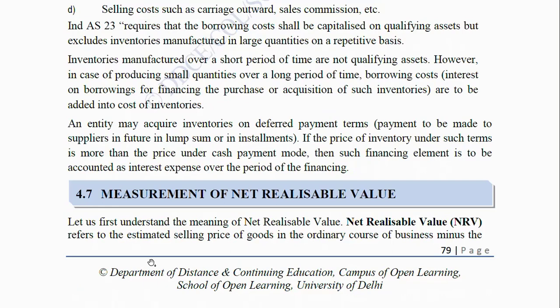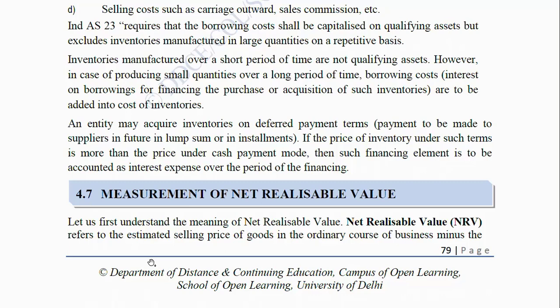Ind AS 23 requires that the borrowing cost shall be capitalized on qualifying assets but excludes inventories manufactured in large quantities on a repetitive basis. Inventories manufactured over a short period of time are not qualifying assets. However, in case of producing small quantities over a long period of time, borrowing costs, that is interest on borrowings for financing the purchase or acquisition of such inventories, are to be added in the cost of inventories.